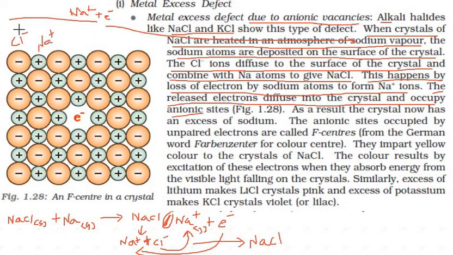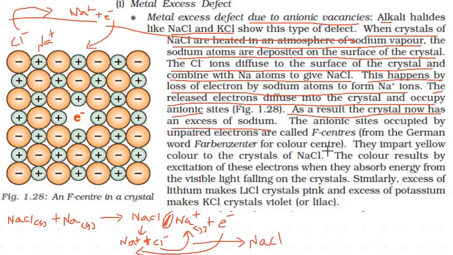And now what happens? The Cl minus from the crystal goes to the surface. The site which remained vacant, the electron comes into the crystal and occupies the site which is left by the Cl minus. So it is said to be the metal excess defect. Why metal excess? Because there is an excess of Na plus, and this metal excess defect is created by whom? Due to the anionic vacancies, because the anion, the Cl minus, has created the vacancy, and as a result now the crystal has excess of sodium.